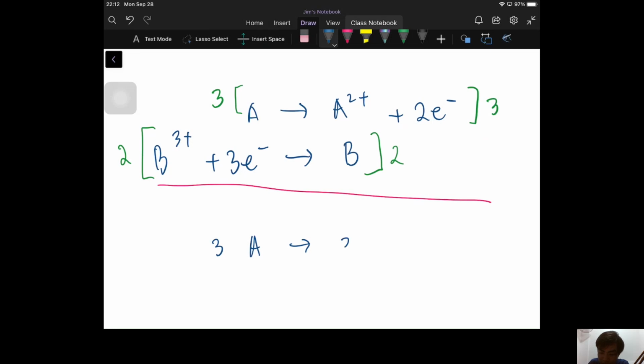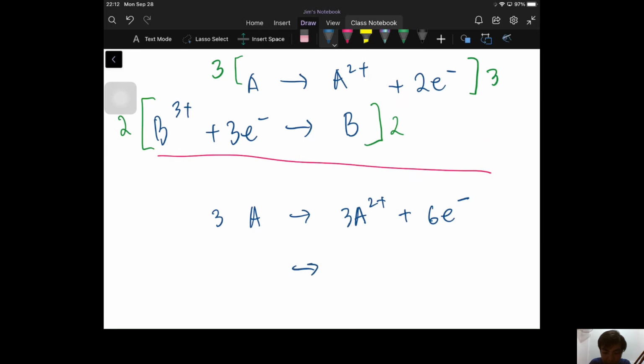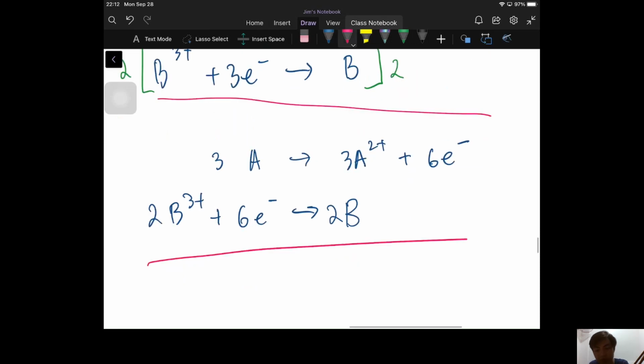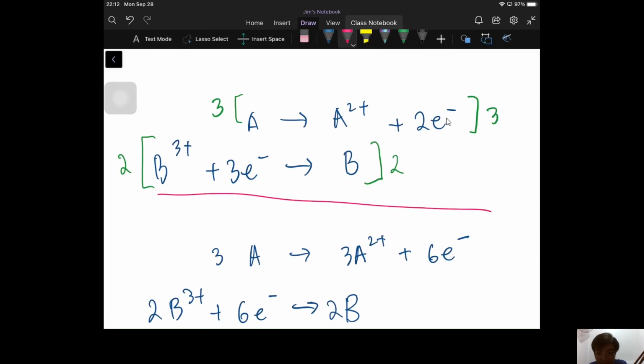So, I have 3A plus 3A2 plus 6 electrons. Yung B naman, so that's 2B3 plus 6 electrons, dalawang B. No? So, yun yung goal. Pag hindi parehas yung dami ng electrons, kunwari, tatlo to, dalawa yun. No? Kunwari, ganun yung case. Ano gagawin nyo? Pag hindi pantay yung dami ng electrons dyan, all you have to do is to make them equal. Get the greatest common factor, then you multiply the entire equation by a number so that you will arrive with the common factor. No?